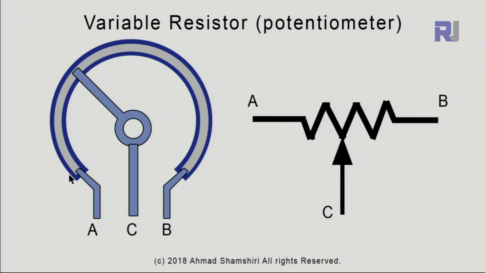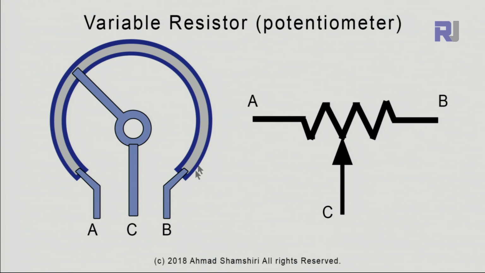So let's say this is 100 kilo ohm. If you put your multimeter between point A and point B, you will get 100 kilo ohm from here to here. That's as if you put the multimeter between this point and this point. This will not change. It will be fixed.